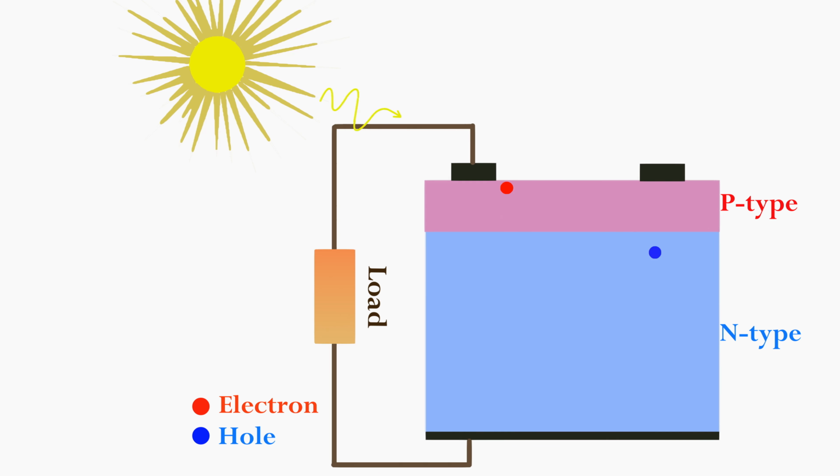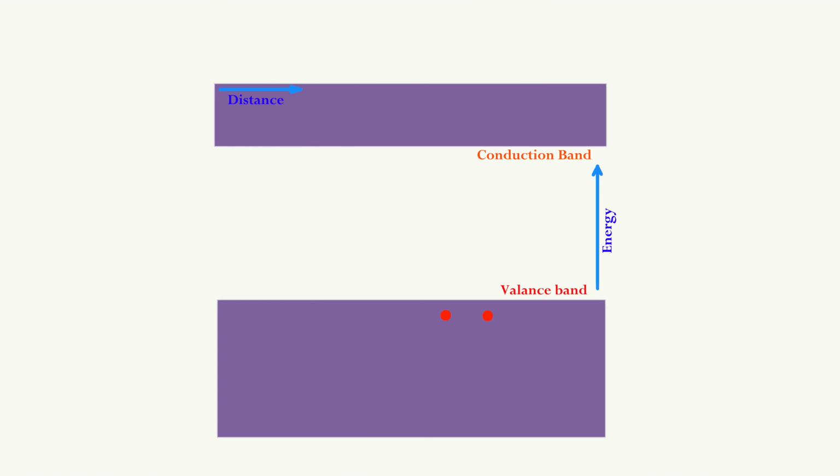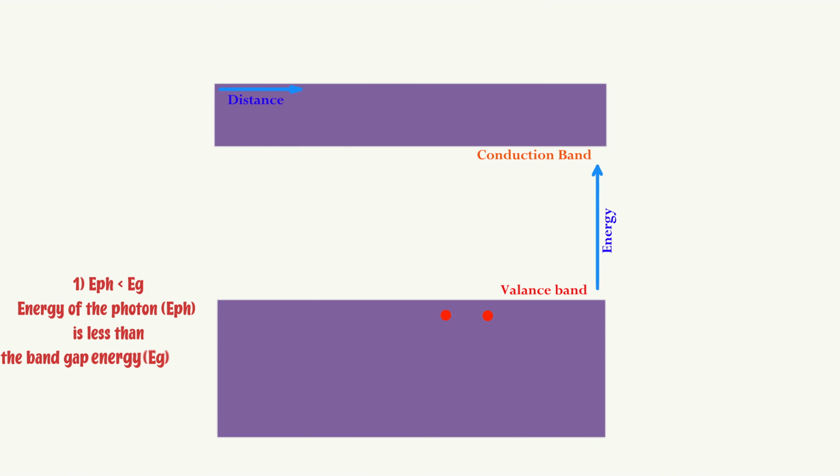Interesting facts. Different semiconductor materials have different band gap energies, and they are typically measured in electron volts. Condition number 1. What happens when the energy of the photon is less than the band gap energy of the semiconductor material? Answer is nothing happens. The photon's energy is absorbed and dissipated as heat or other non-useful forms of energy.